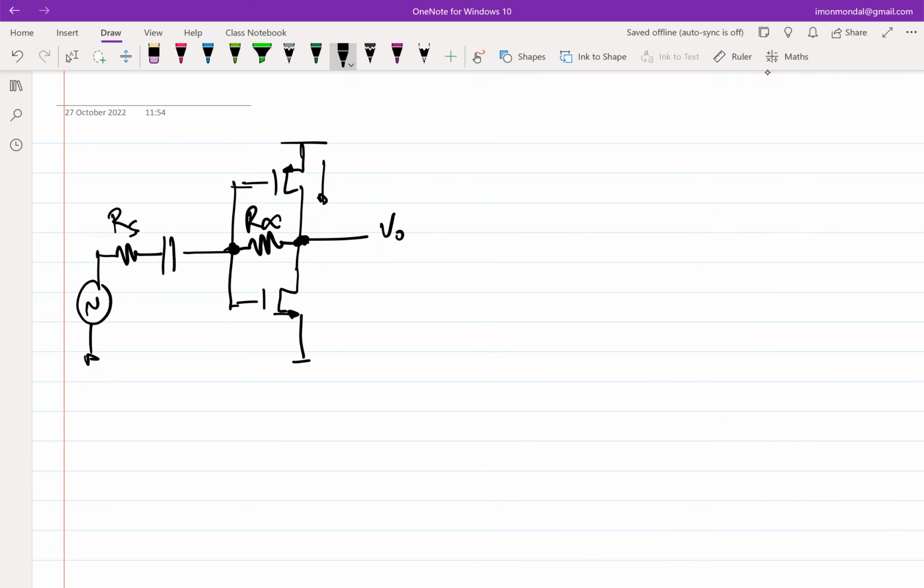So now an obvious problem with this architecture is, if we don't have any current mirroring and all, if this is what it is, an obvious problem is who is setting the current through the NMOS and the PMOS. Okay, so what do you think? What is happening? Let's say this is M1, M3. Who is setting this DC current, quiescent current through M1 and M3, or how is it getting set?